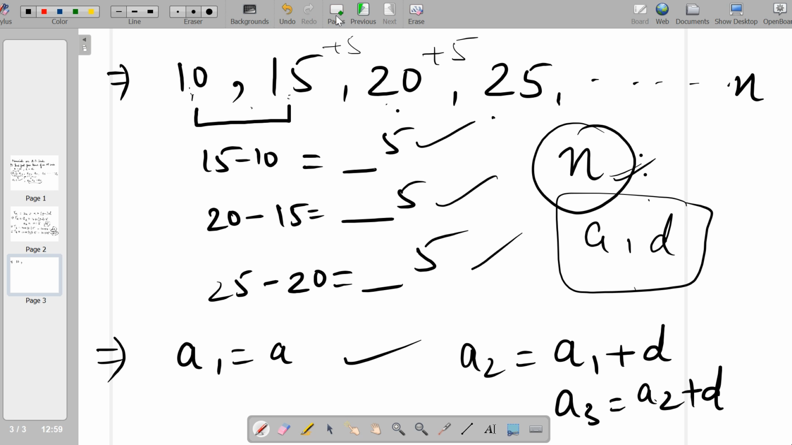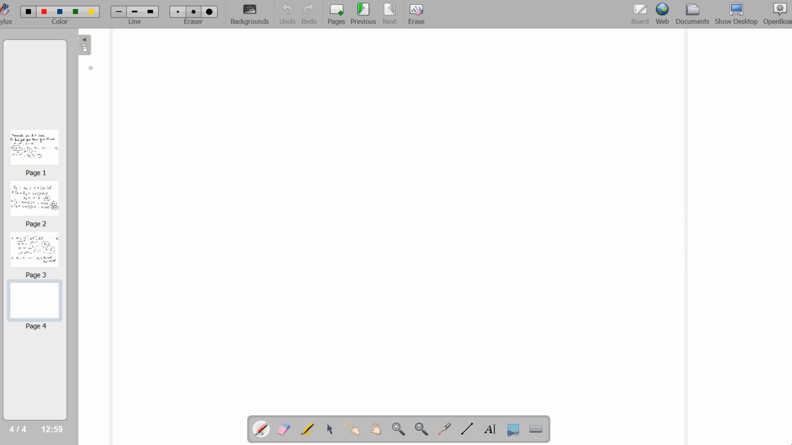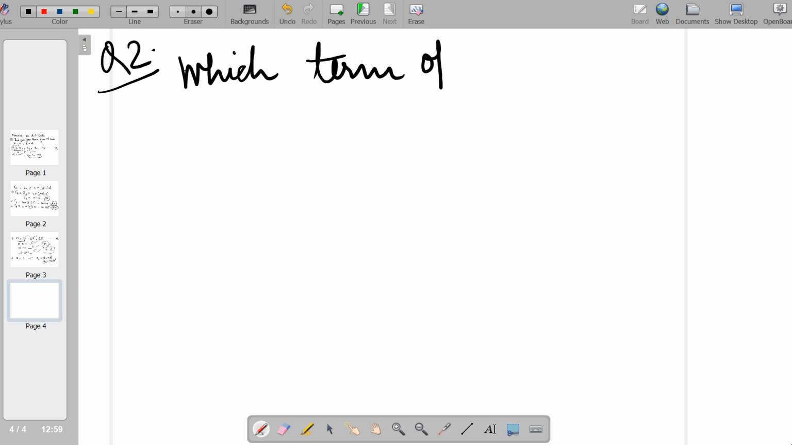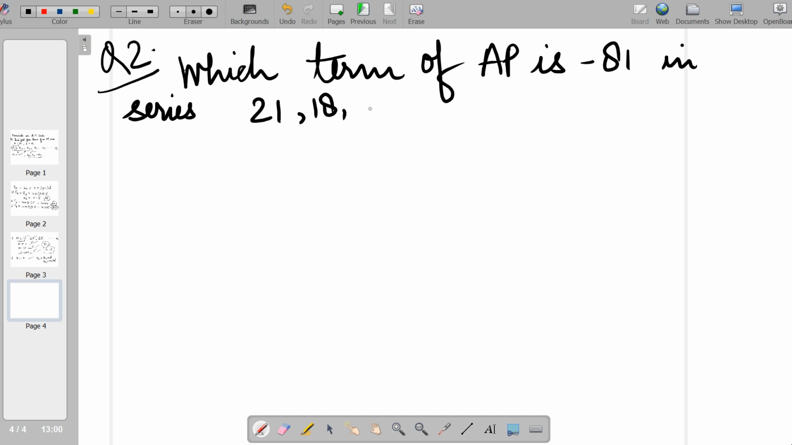Let's do one more type of question. Now in this question, they are saying: which term of the AP is minus 81 in the series 21, 18, 15 and so on? I'll explain what the question is talking about.